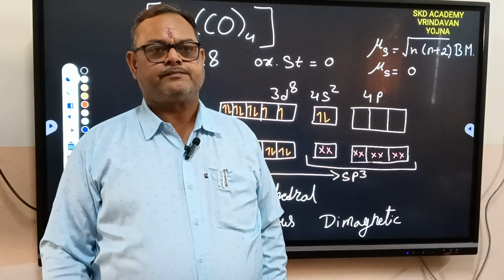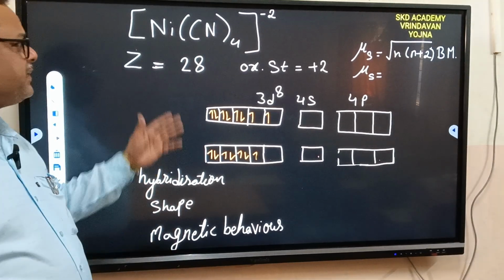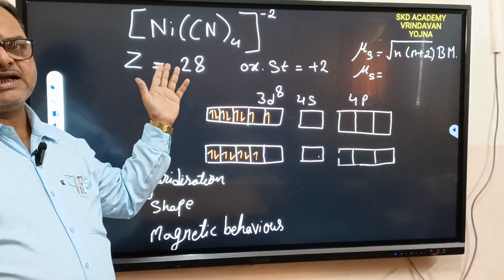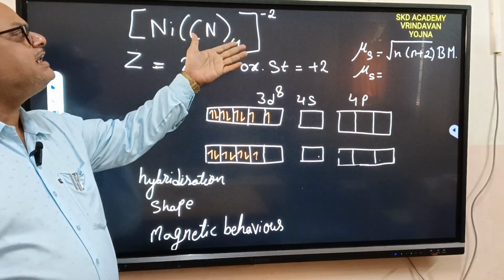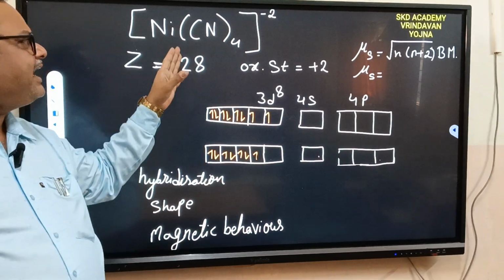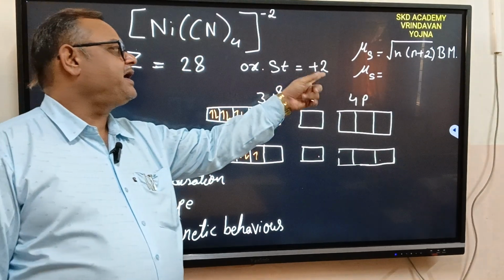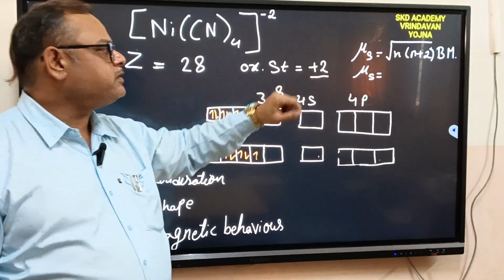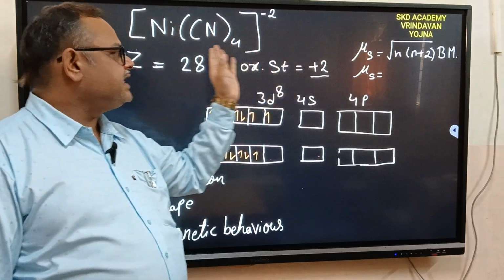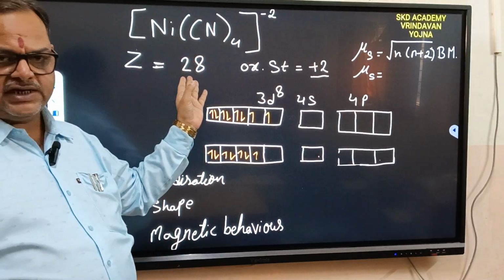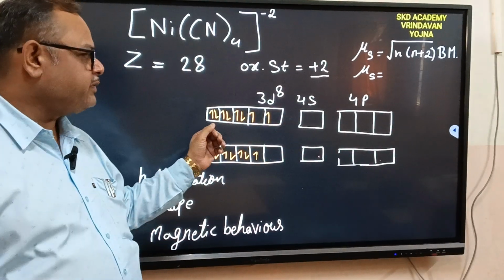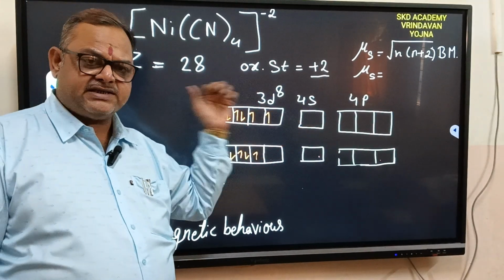Thank you. We have another complex of nickel on the screen. It is tetracyanidonickelate. It is an anionic complex with a charge of -2. Now when we calculate the oxidation state of the central atom, we will find it comes out as +2. Now with the +2 oxidation state and the atomic number 28, the valence configuration of Ni2+ will be 3d8 4s0.